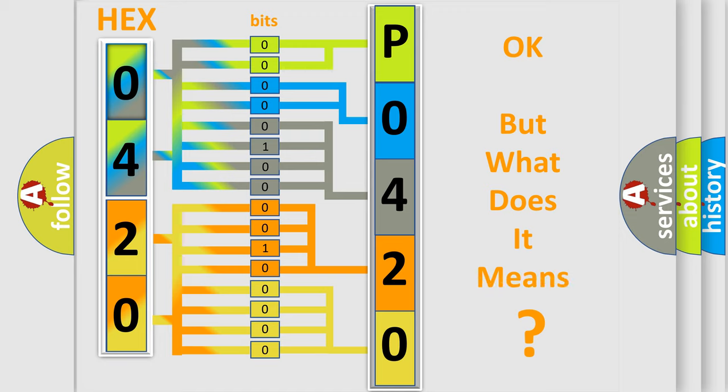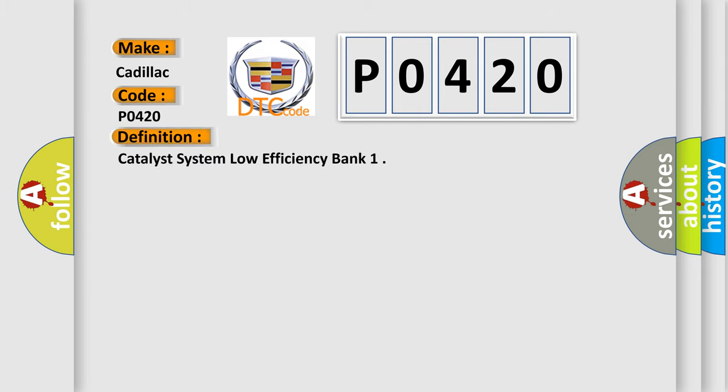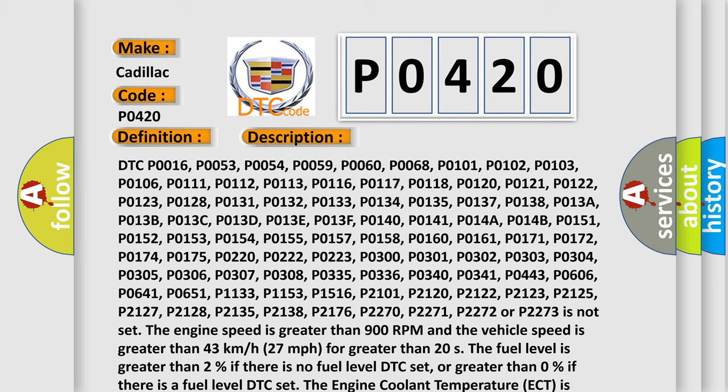The number itself does not make sense to us if we cannot assign information to what it actually expresses. So, what does the diagnostic trouble code P0420 interpret specifically for Cadillac? The basic definition is catalyst system low efficiency bank. And now this is a short description of this DTC code.